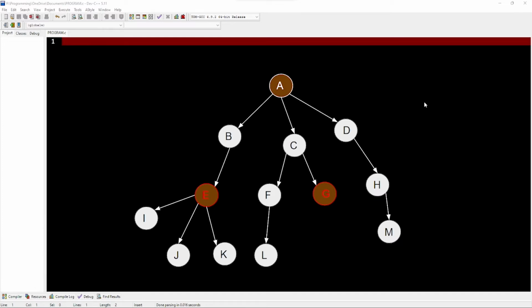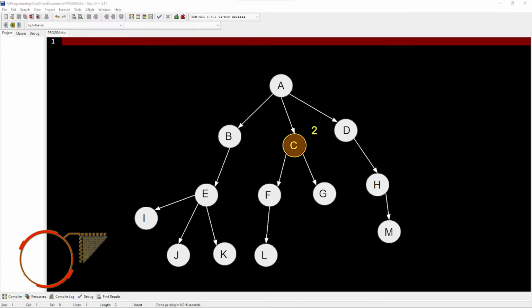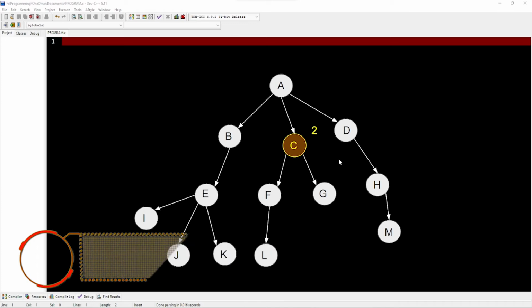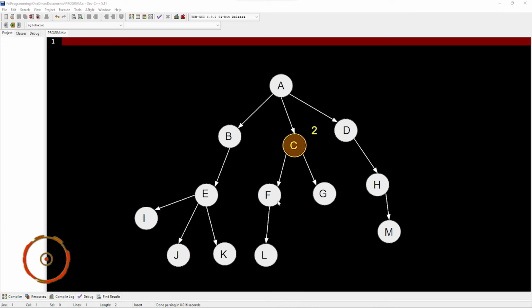So now let's move on to the next important term, which is the degree. What do you mean by degree in trees? The degree of a particular node is basically the number of nodes which are connected to that particular node. In this example, the node C has two nodes connected to it, which are F and G. So the degree of C is 2 in our case.